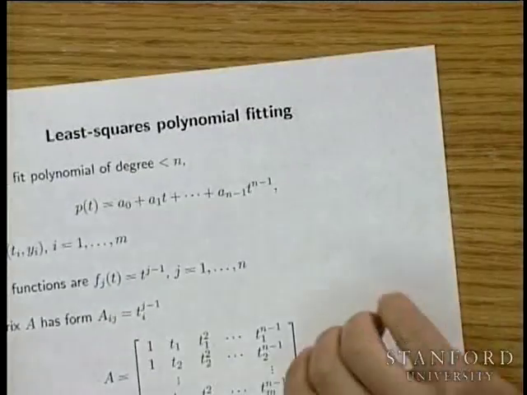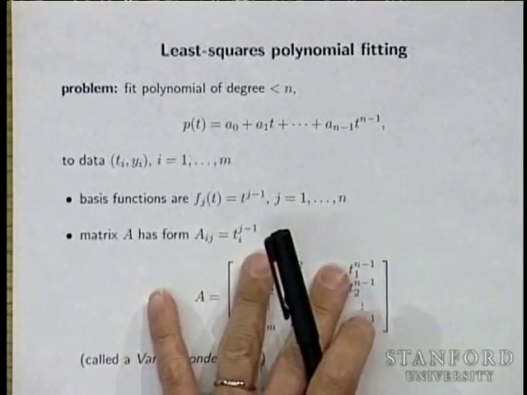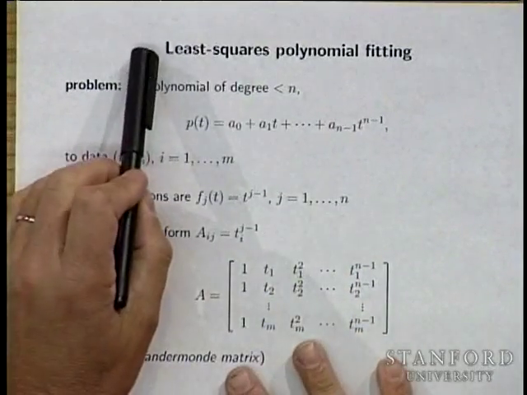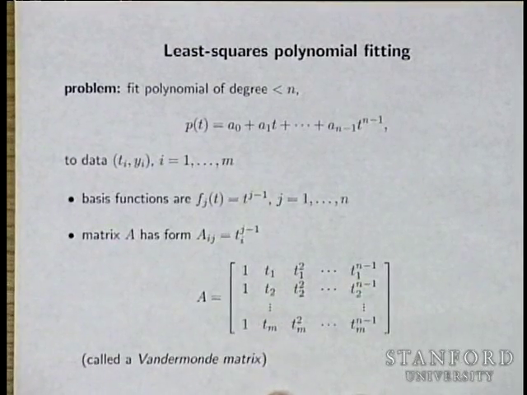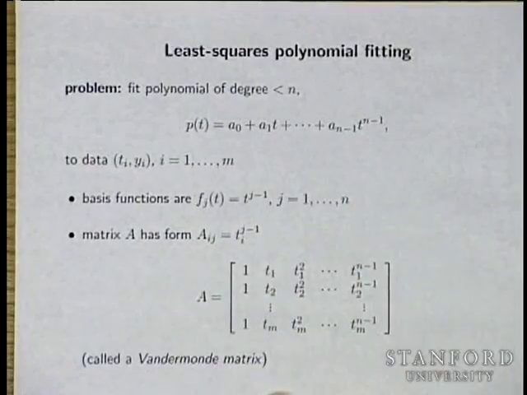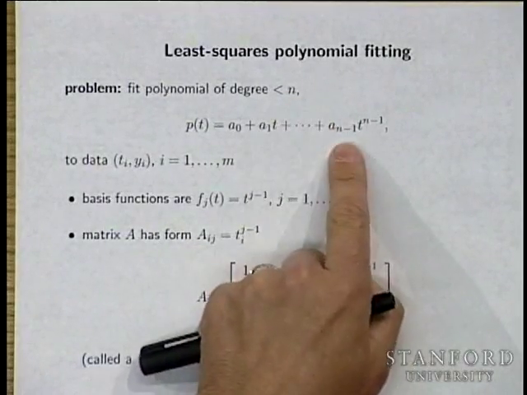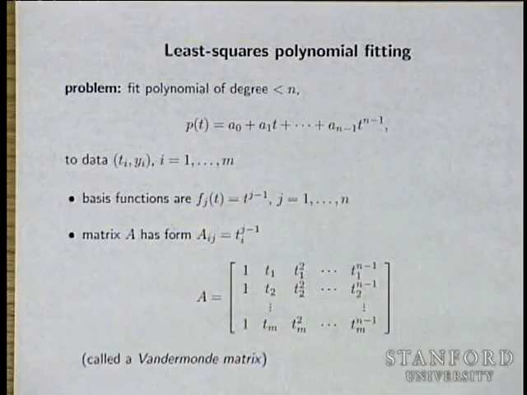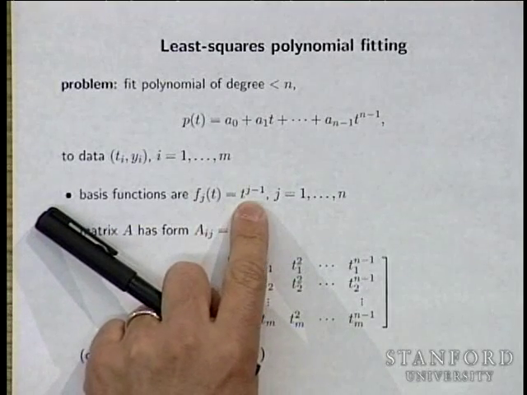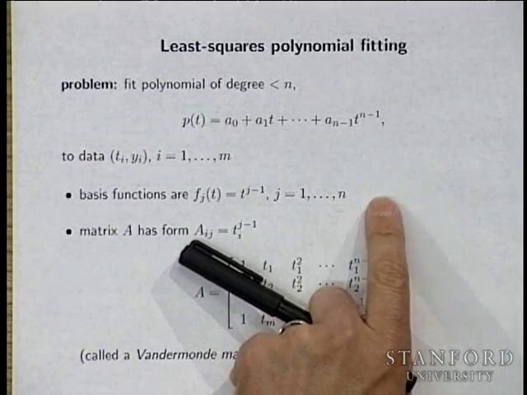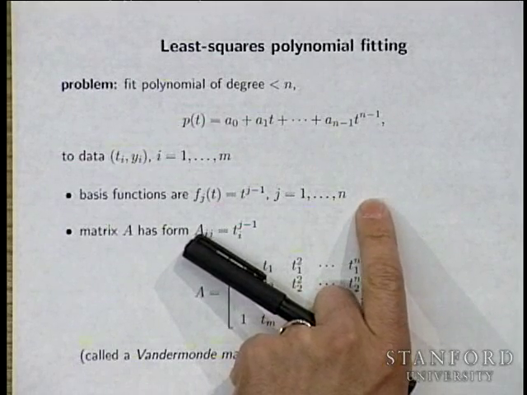We'll look at a quick example, and then we'll quit for today. So least squares polynomial fitting. I mean, this is very, very famous. You want to fit a polynomial of degree less than n. So your coefficients are a0 up to a n minus 1. The basis functions are, of course, just t to the powers of t. By the way, that's a very poor choice of basis functions. I'll tell you why next time.